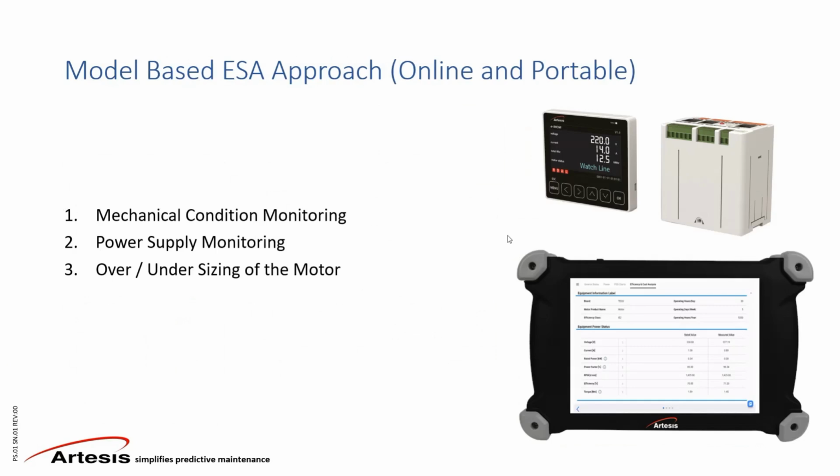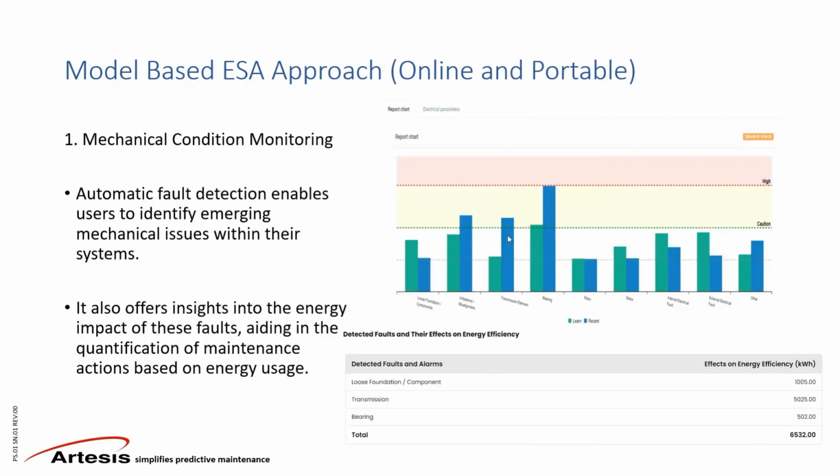Since it's constantly monitoring the asset, it can tell you whether this motor has been running in underload or overload conditions for a long time. So let's start off with mechanical condition monitoring. Traditionally, of course, mechanical condition monitoring has been the main focus of maintenance departments, in order to make sure that the machine doesn't fail and it runs, right?